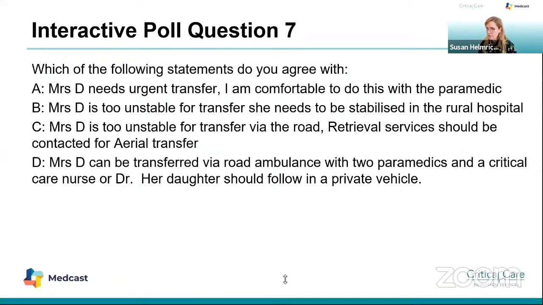So most of you have said that she's really too unstable to transfer by road, and retrieval services should be contacted for aerial transfer. And some of you have identified that Mrs. D can safely be transferred by road with 2 paramedics and a critical care nurse and a doctor. So we've got some good support there. But a daughter should follow in a private vehicle. And it's certainly a tough decision to make.